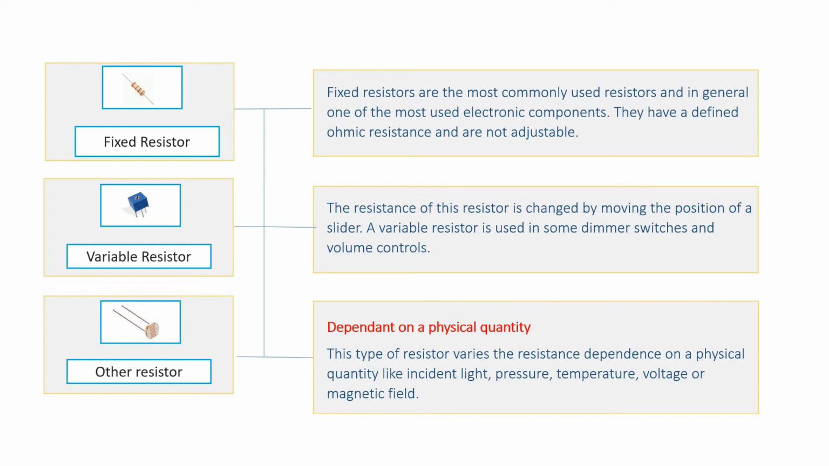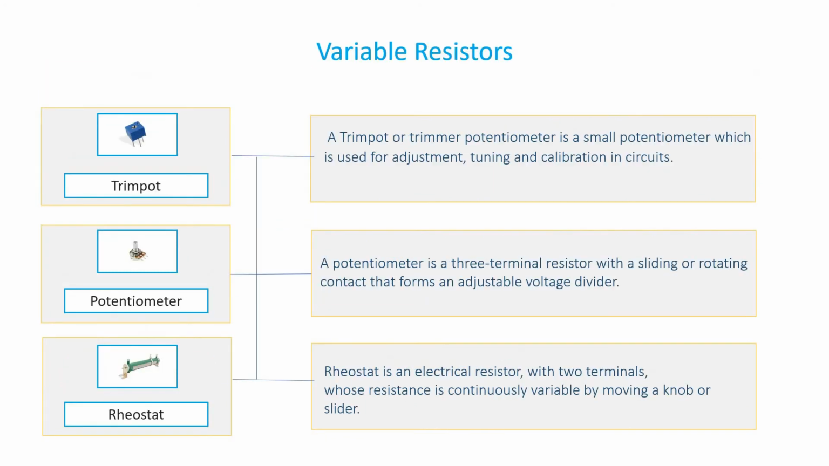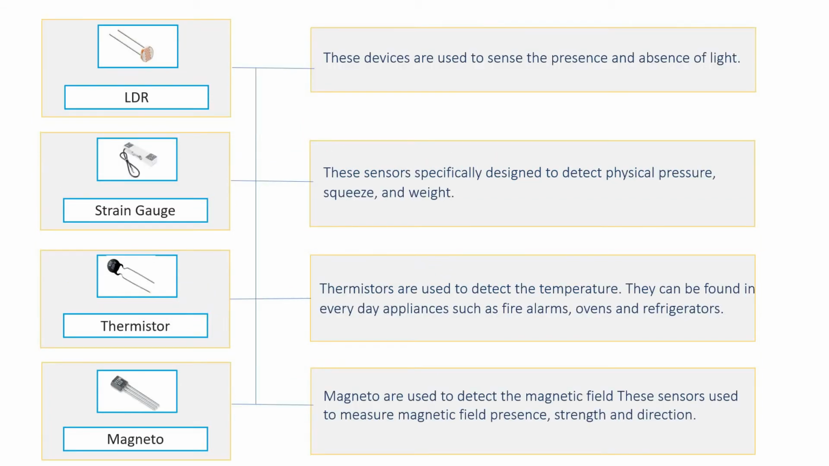This type of resistor varies; the resistance depends on a physical quantity like incident light, pressure, temperature, voltage or magnetic field. Among variable resistors, the trim pot or trimmer potentiometer is a small potentiometer which is used for adjustment, tuning and calibration in circuits. A potentiometer is a three-terminal resistor with a sliding or rotating contact that forms an adjustable voltage divider. And the rheostat is an electrical resistor with two terminals.